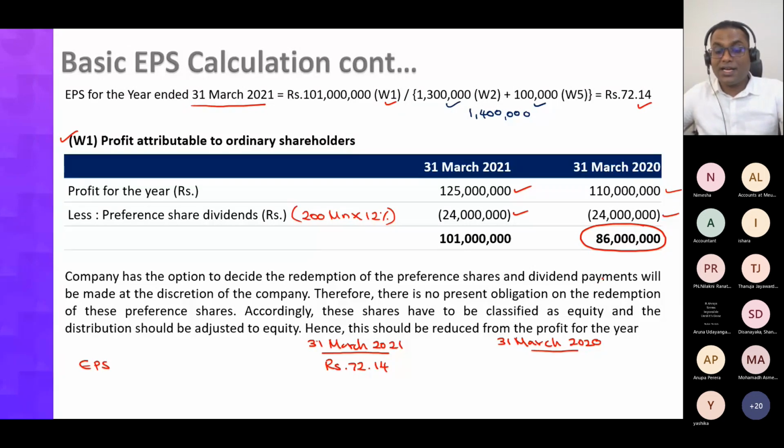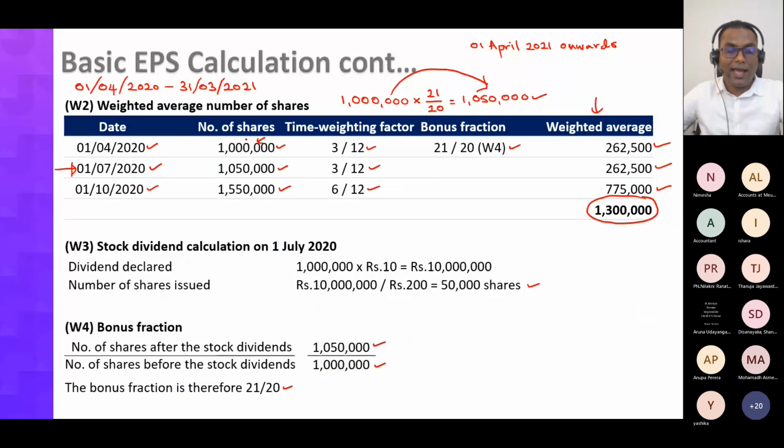Then how many shares were there? If I go to this, at the beginning of the current year, how many shares were there? 1 million shares. That means if I assume that there are no changes in the number of shares in the last year, year ended 31st March 2020, I can assume that last year, number of shares were 1 million.